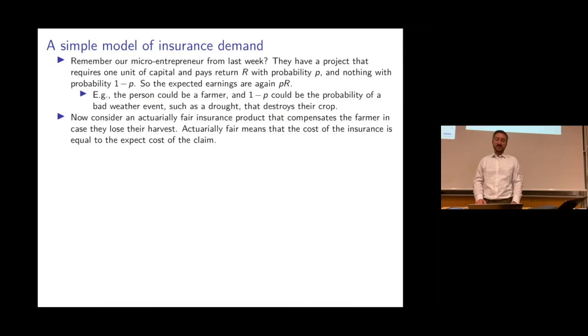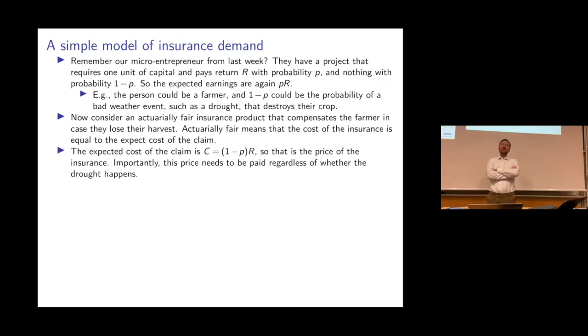So what's the expected cost of a claim like that? Well, the claim happens in bad years or in a bad event. That's 1 minus P. And what does the insurance company have to pay in that case? It has to pay R, right? The harvest is lost entirely in the drought. And so the insurance company needs to compensate the person entirely for that lost harvest. And importantly, the insurance taker needs to pay that cost regardless of whether or not there's a drought, right? They just pay the premium up front, and then the insurance company just keeps the premium in the case of the good outcome, and in the bad outcome, they pay the return R that the farmer lost.